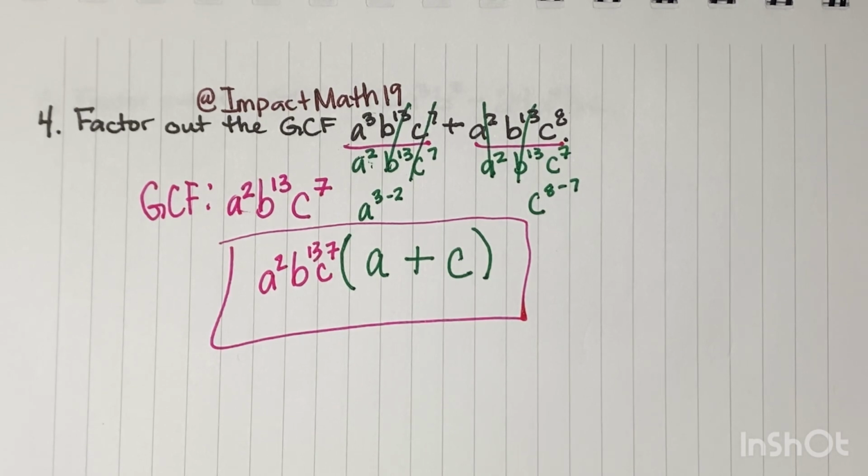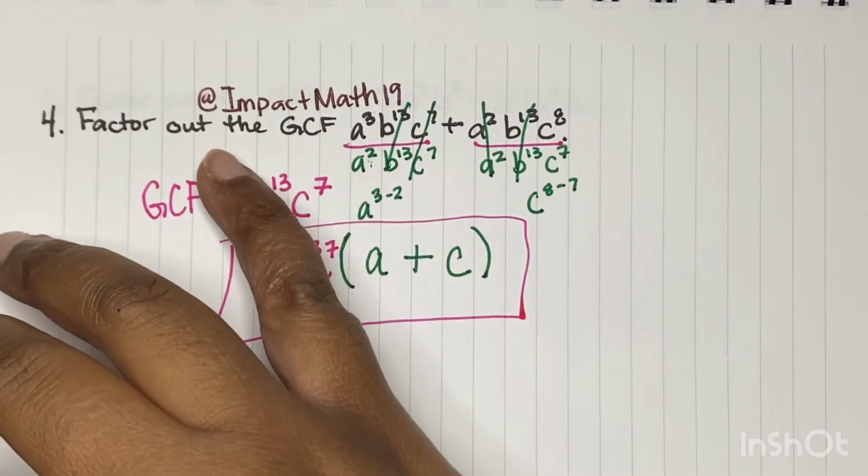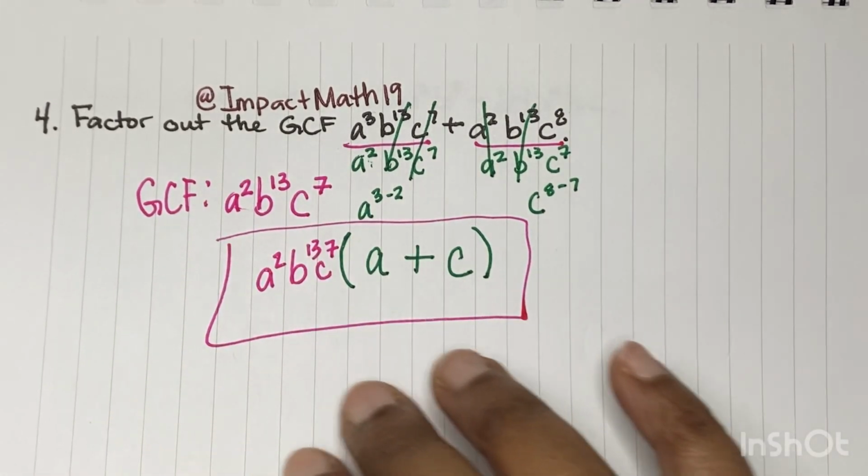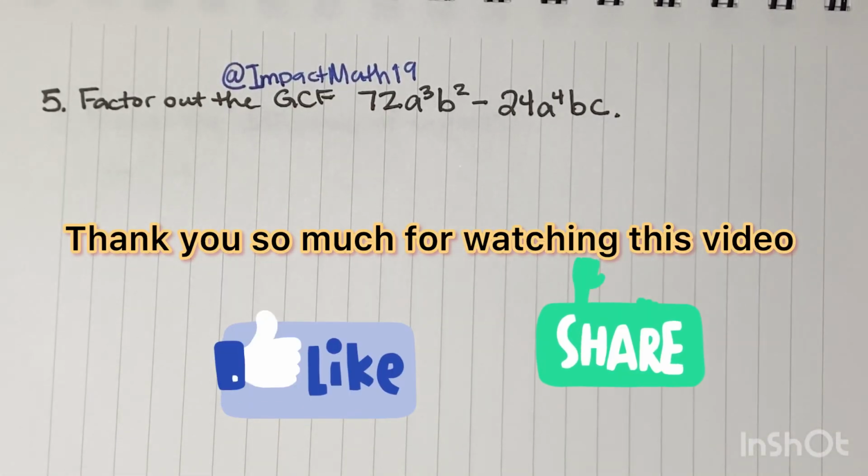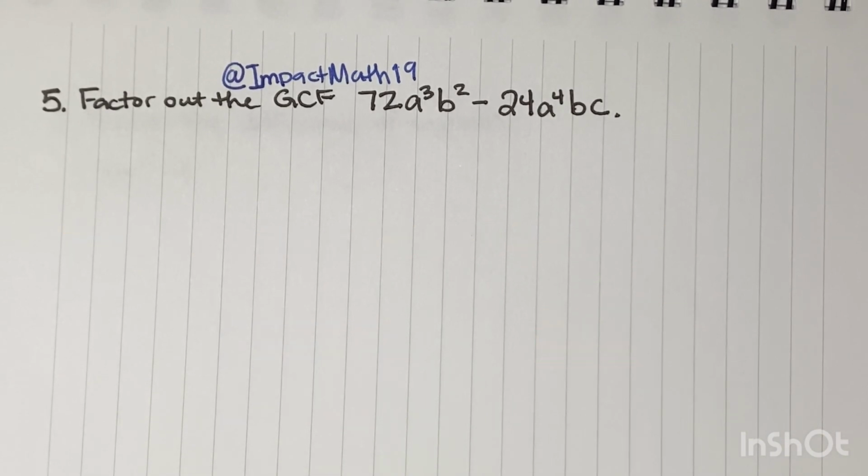All right, we're going to our last one, number 5. Factor out the GCF: 72 a to the 3rd, b to the 2nd, minus 24 a to the 4th, b, c.